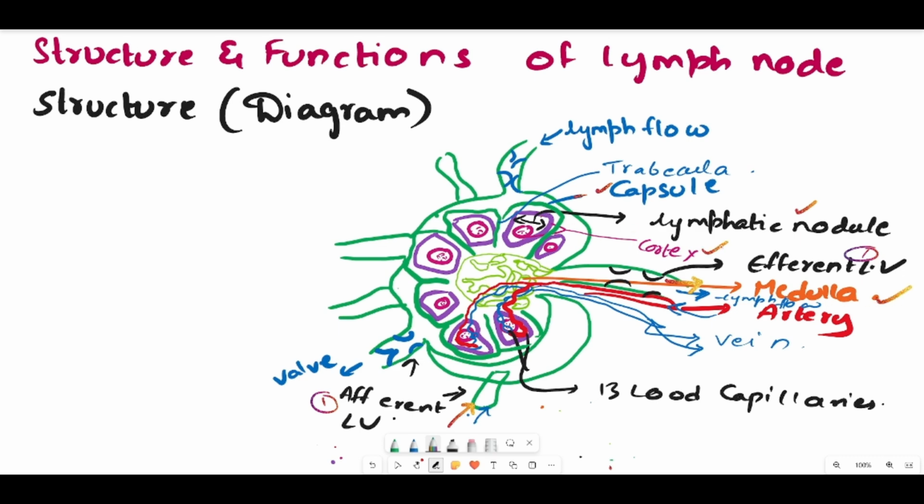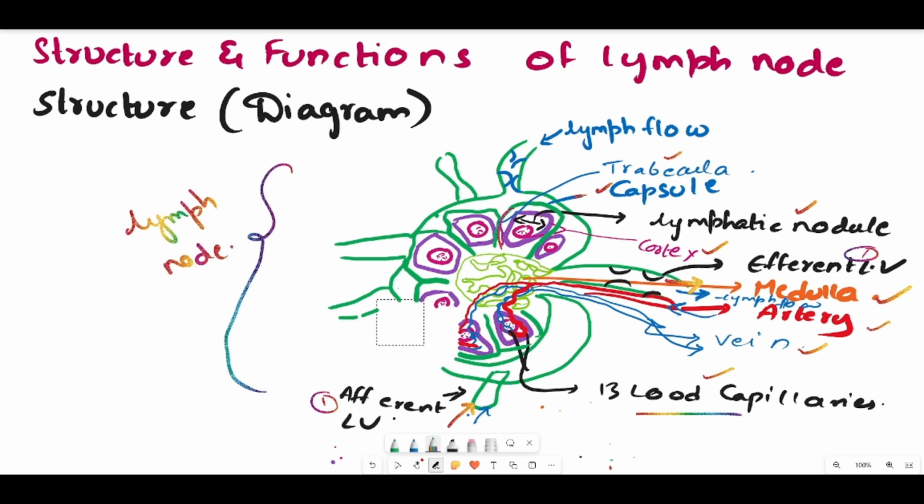The outer part we will be calling the cortex. And here we have red and blue colored structures, which are the blood capillaries present in the lymphatic nodules. The red colored one is called the artery and the blue colored one is called the vein. The gaps in between the lymphatic nodules, we will be calling the trabeculae. So this is the complete structure of the lymph node.